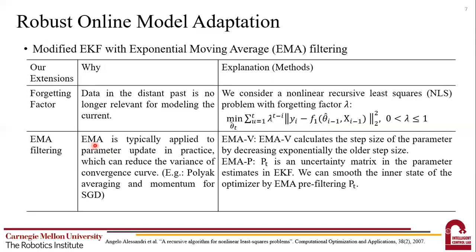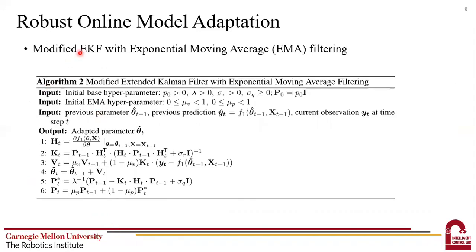In addition, to speed up the convergence of parameter estimation, we propose to apply exponential moving average for filtering the EKF optimization process. In SGD-based methods, numerous variants of EMA have been successfully used to speed up the convergence, including Polyak averaging and momentum. By combining EKF and the forgetting factor, we propose a modified extended Kalman filtering with EMA techniques. The algorithm shows the modified extended Kalman filter with exponential moving averages.